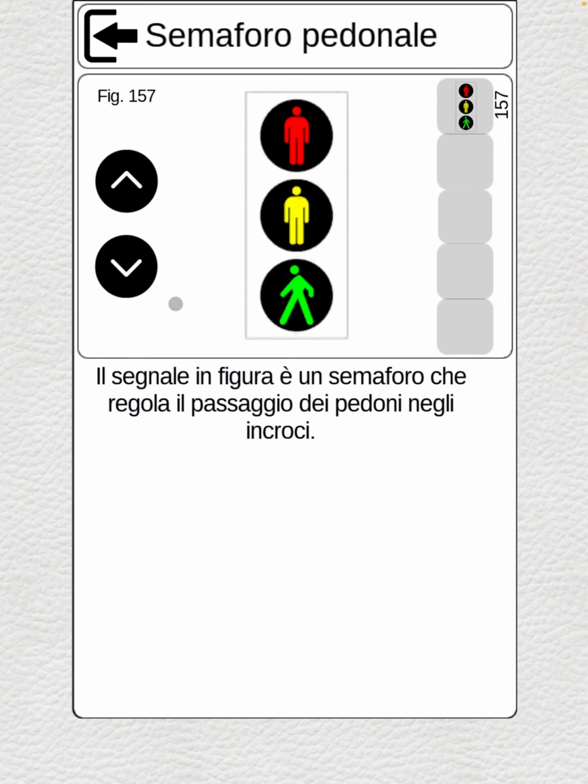Semaforo pedonale. Il segnale raffigura un semaforo che regola il passaggio pedonale all'incrocio. This one regulates the people who are walking on the traffic way. If it shows green, it means pass. If you are already in the center and it shows yellow, you had better stop or try and pass fast. The red is telling you to stop.